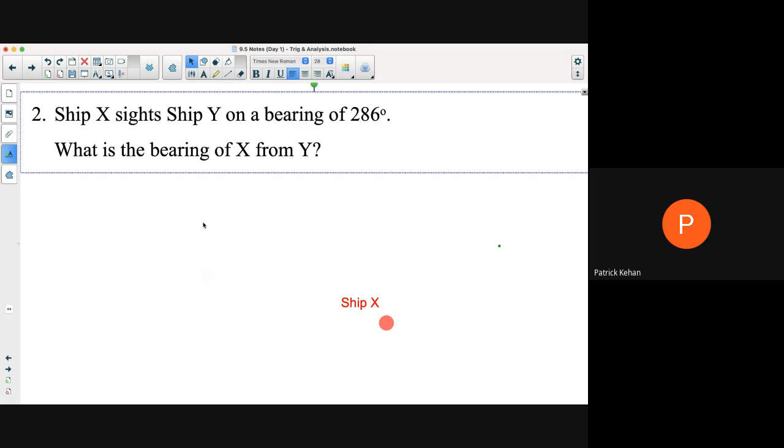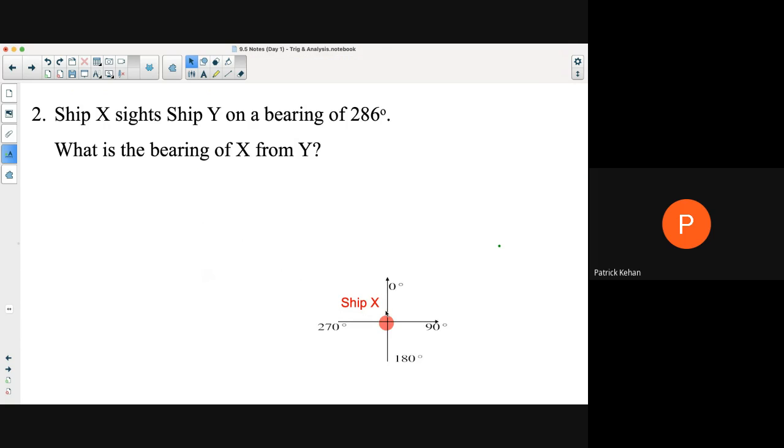So that just, again, helps you figure out where to place ship X on your page when you get started so you have enough workspace. So here's ship X. I'm going to give myself my directions. And again, you kind of have to approximate where 286 degrees is, but we're going to rotate this direction. And 286 is, let's say, right there. Okay. So again, the length of this blue line is irrelevant at this point, but this is where ship Y is going to be. And we know that the measurement going from the north line here is going to be 286 degrees to there, right?